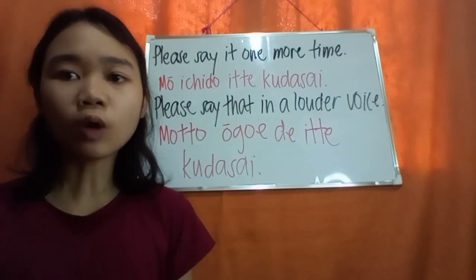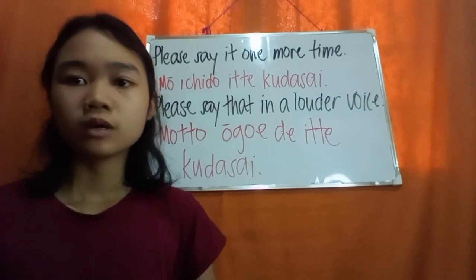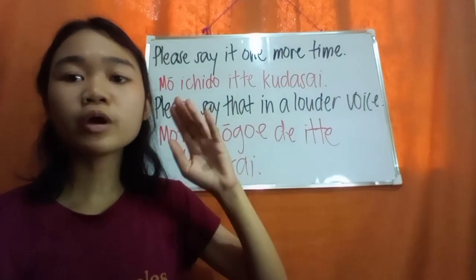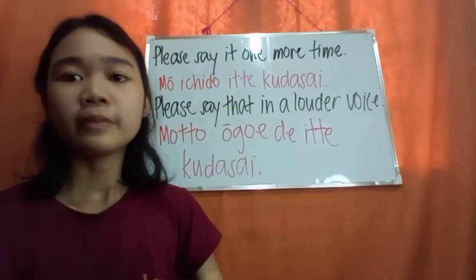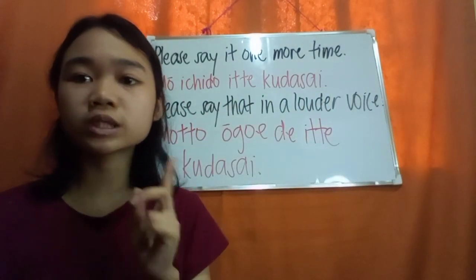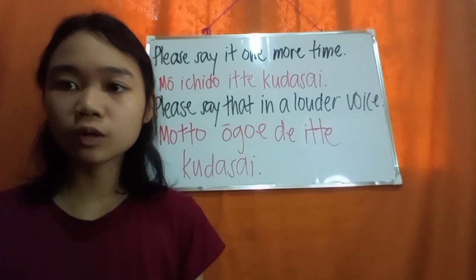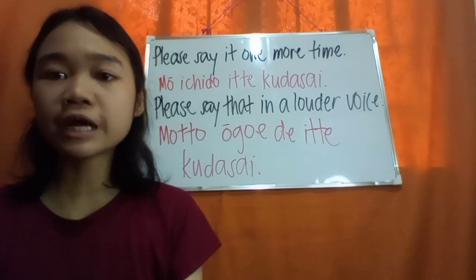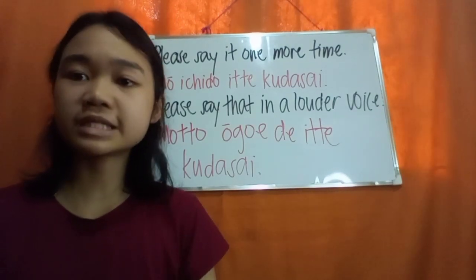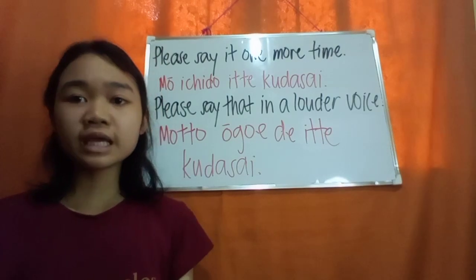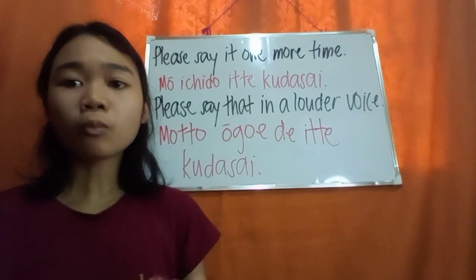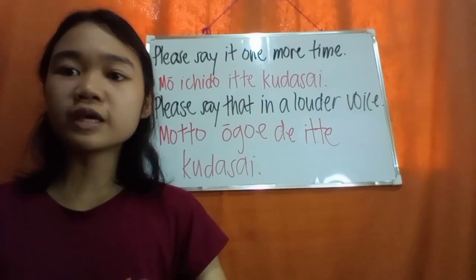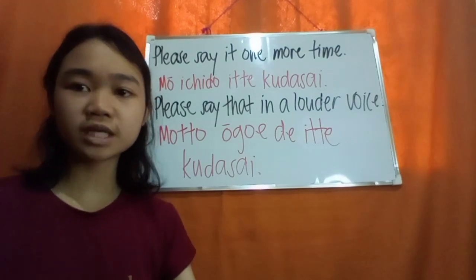Please say it one more time. もう一度言ってください。 もう 一度 means one more time. 言ってください means please say. So, please say it one more time is もう一度言ってください。 That's how we say it.